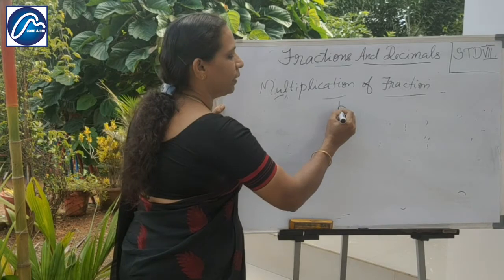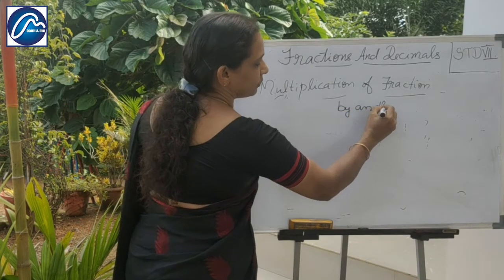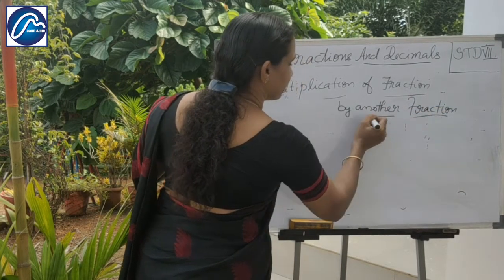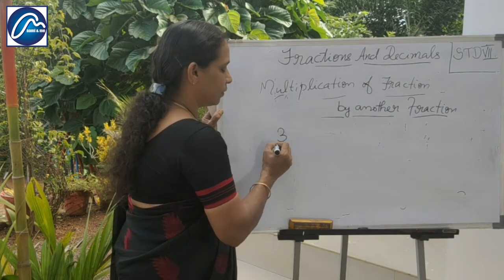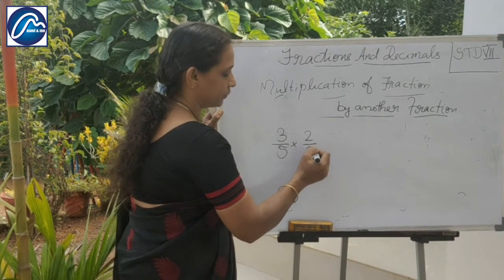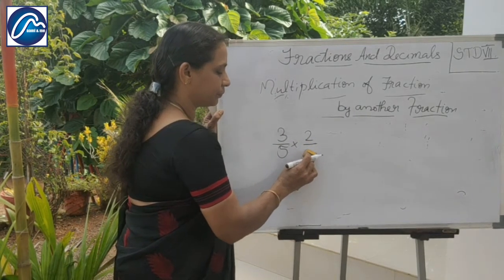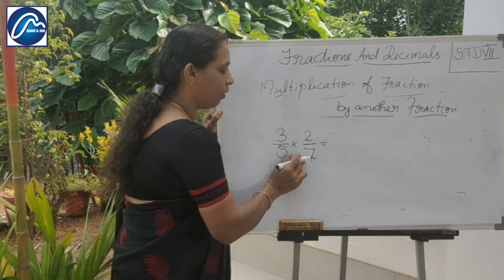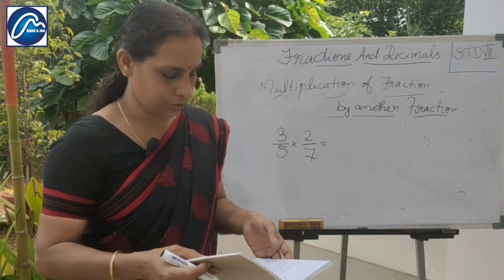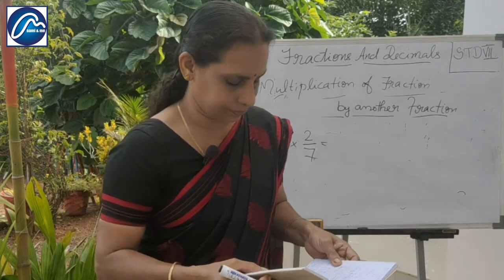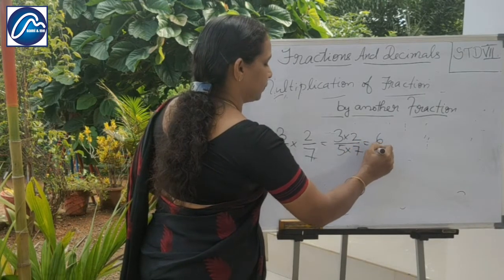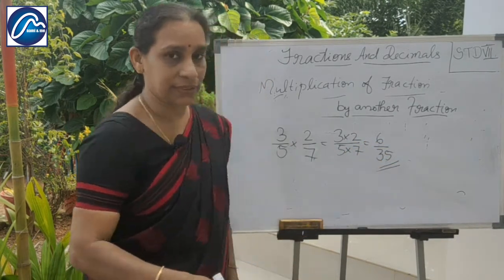Multiplication of a fraction by another fraction. By another fraction. 3 by 5 into 2 by 3, or 2 by 7. How will you multiply? It is easy: you have to multiply the numerator and you have to multiply the denominator. Here you will multiply like this. The answer is 6 by 35.